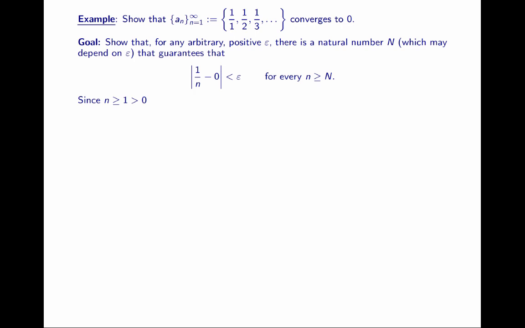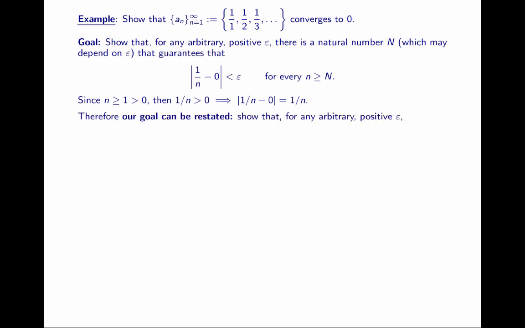Now, since little n is a natural number, it's greater than or equal to 1, which is greater than 0, so 1 over n is positive. So the absolute value of 1 over n minus 0 is just 1 over n, meaning that we can drop the absolute value signs here. We don't need them. Therefore, our goal can be restated: for any arbitrary positive epsilon, there is a natural number big N, which may depend on epsilon, that guarantees 1 over n is less than epsilon for every n greater than or equal to that big N.